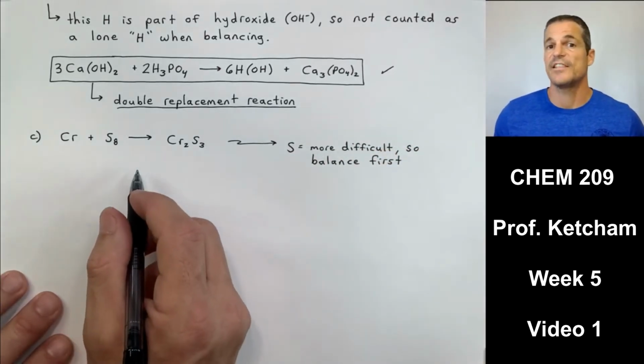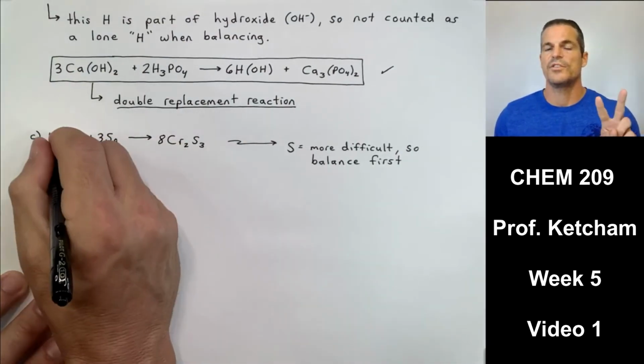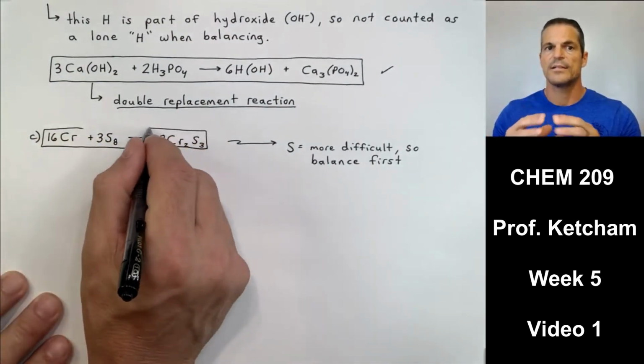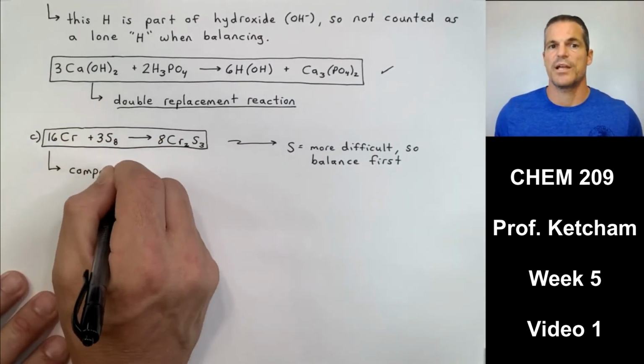This reaction is a synthesis reaction. Your book calls it a composition. This is 2 things becoming 1. 2 things becoming something that's more sophisticated is a composition reaction.